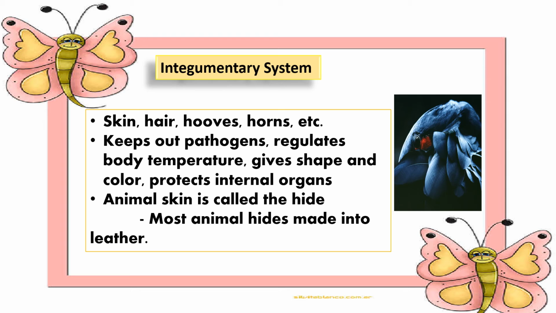Animal skin is also called the hide. Most animal hides are made into leather. So again, the skin can protect and regulate body temperatures. In other words, the function of this integumentary system is that it protects against injury, infection, and fluid loss. This also provides structure and support to the rest of the organ system.